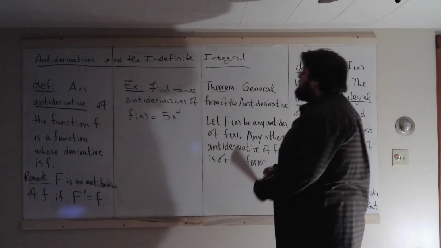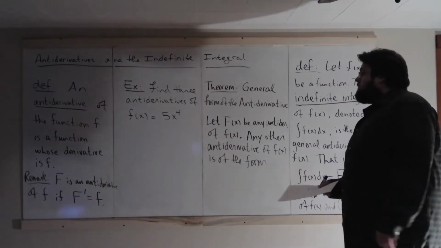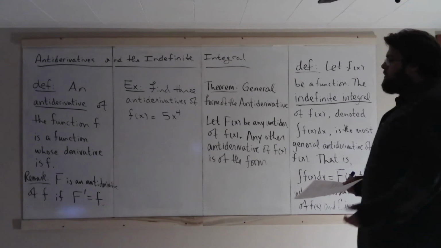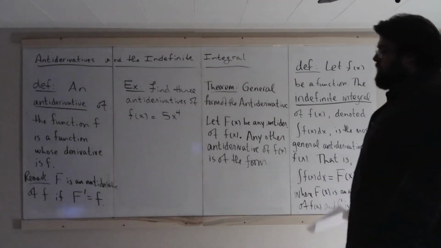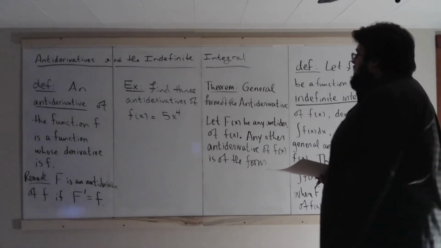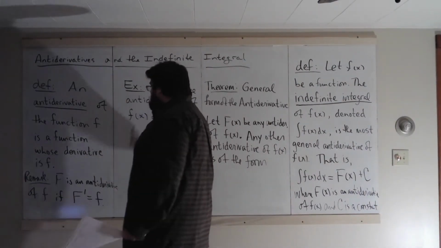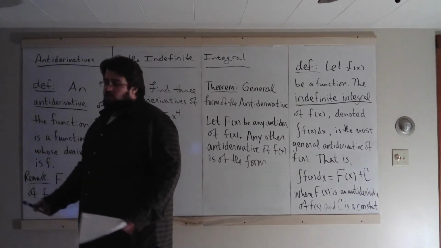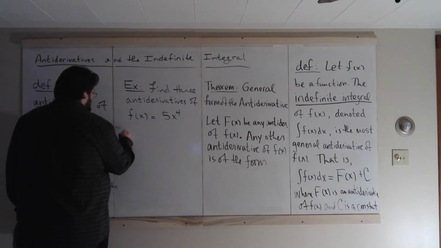So the derivative of capital F is lowercase f, so capital F is an antiderivative. So let's do this example. Find 3 antiderivatives of f of x equals 5x to the 4th. I'm not always going to say capital and lowercase. It'll be clear which one I mean. So find 3 antiderivatives of 5x to the 4th. So what we need here is a new function whose derivative is 5x to the 4th. Well, we've seen that a few times. I'm going to call it capital F.